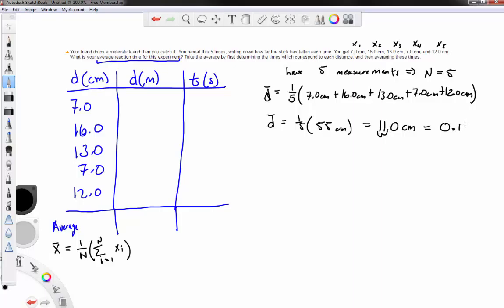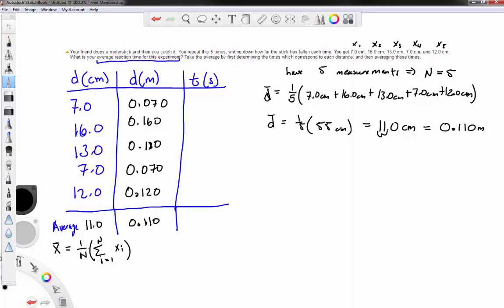And you can also convert this into meters by moving the decimal place over 2. So 0.110 meters. So we can write 11.0 here. We can put 0.110 here. These ones, basically you just move the decimal over 2 in each case. So 0.07, 0.16, 0.13, 0.070, and 0.120. So that is it in meters.